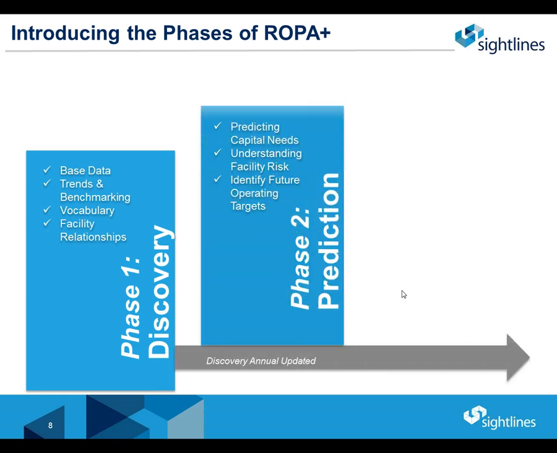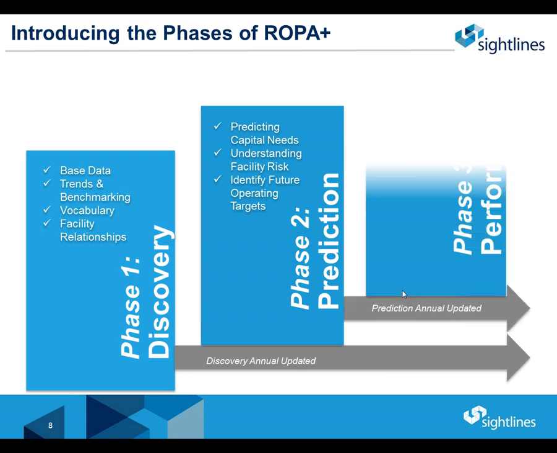With ROPA Plus, we're adding two additional phases. We're keeping that discovery process and annually updating it just like you have now, but we're adding that prediction model that we've been able to create using the capital renewal database as well as our extensive experience over the last 14 years in business to be able to now predict what those capital needs are going to be going out in the future, to better understand facility risks and the risks that are being presented by the age profile and deferred maintenance that you have, and be able to identify future operating targets to predict where you need to be relative to campus operations.